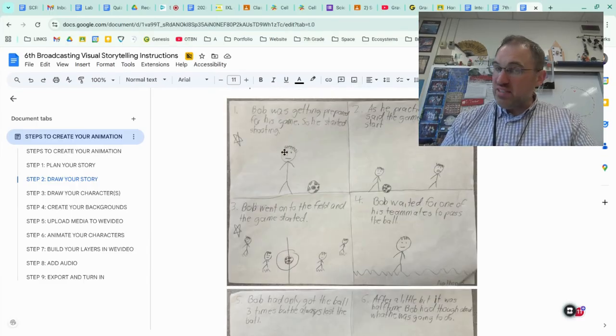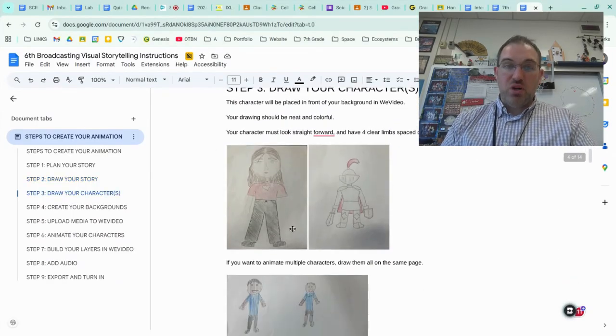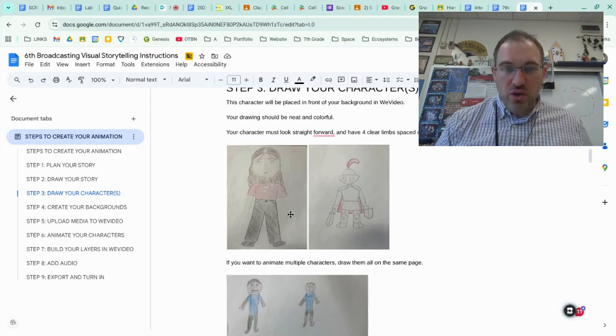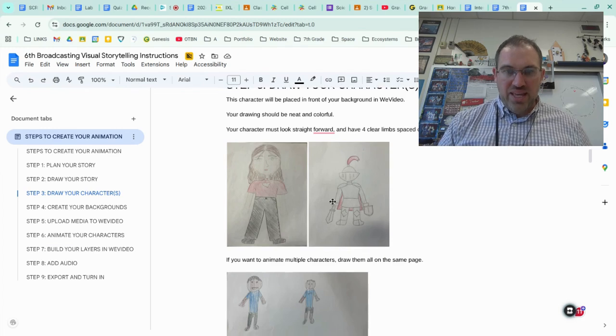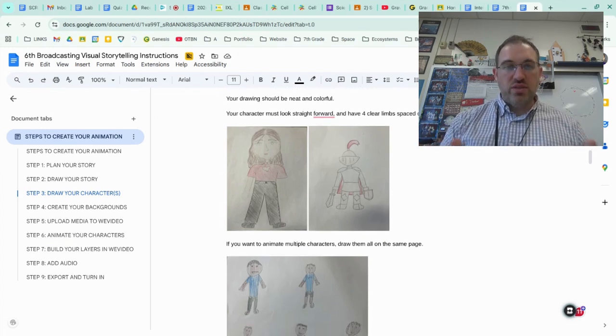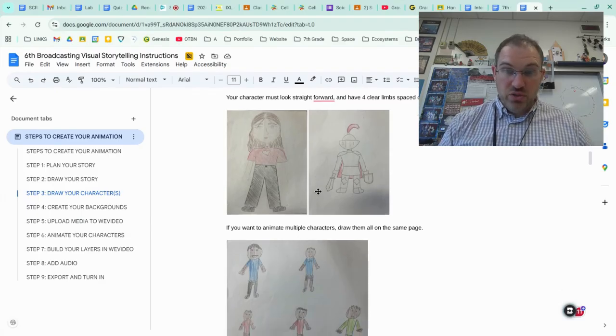So it's no longer going to be a stick figure now. It's time for us to put a lot of effort and detail into our drawing. If you'll notice the pattern over here with these two, the character is facing straight towards the camera. There is nice color to it.